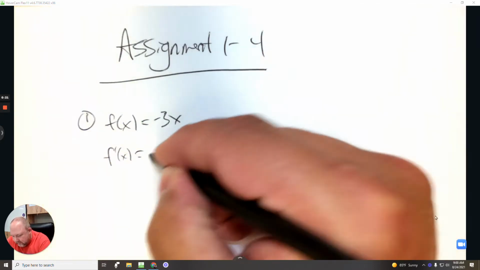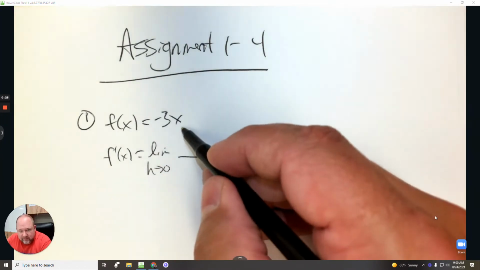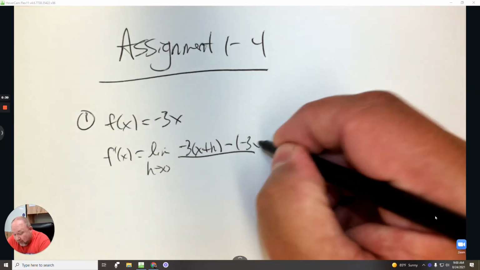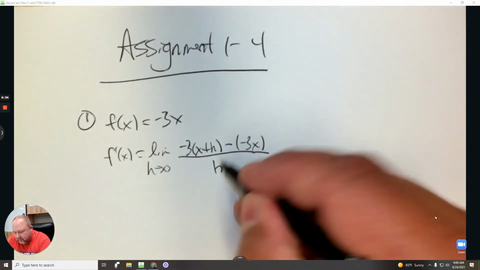So the derivative is this. The limit as h approaches 0. What do you do first? X plus h. So plug in x plus h, subtract the function. Use always parentheses for when you subtract the function so you don't make a mistake, and that's all over h.